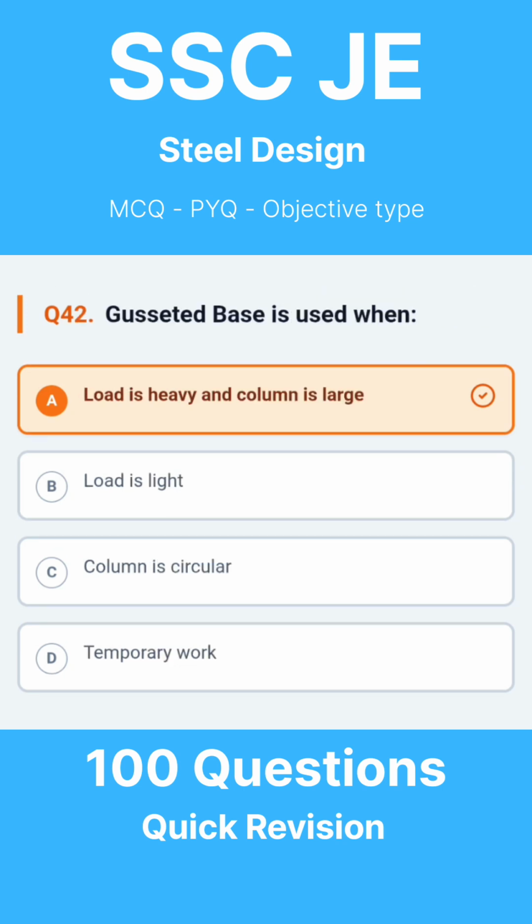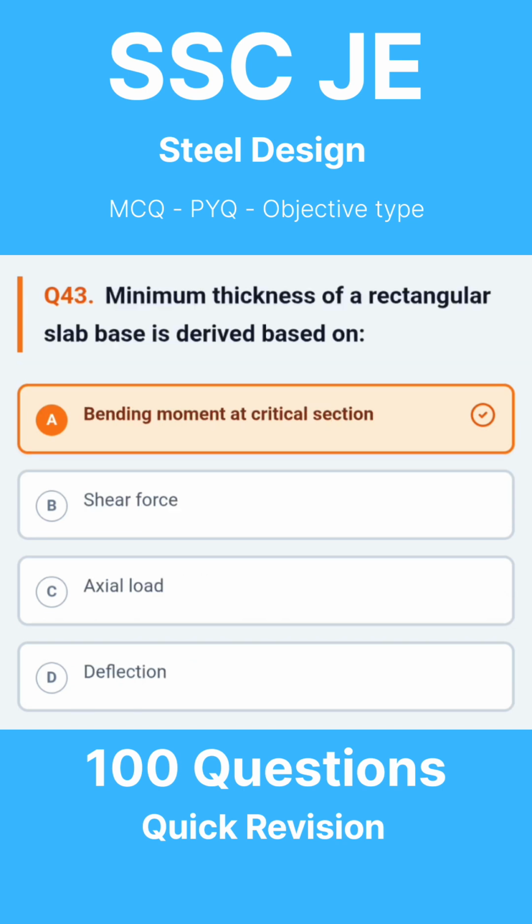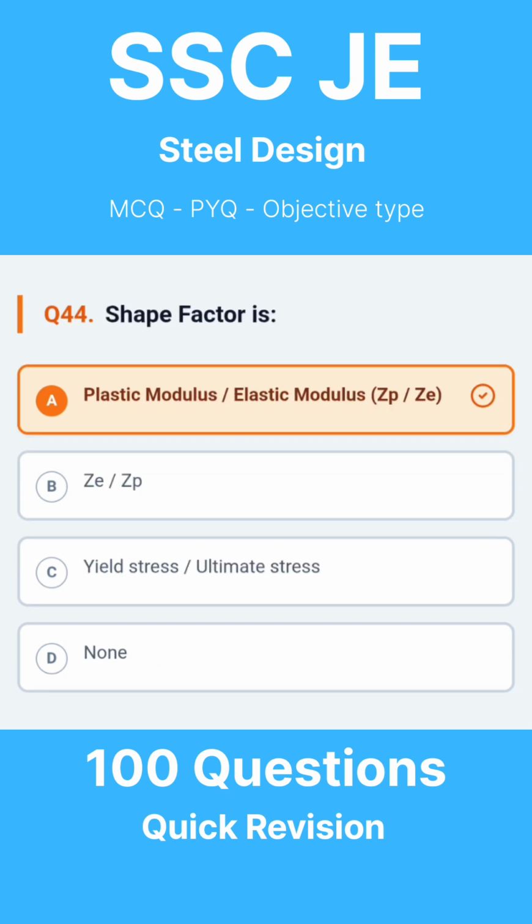Question 42. Gusseted base is used when. The correct answer is load is heavy and column is large. Question 43. Minimum thickness of a rectangular slab base is derived based on. The correct answer is bending moment at critical section. Question 44. Shape factor is. The correct answer is plastic modulus divided by elastic modulus, Zp divided by Z.